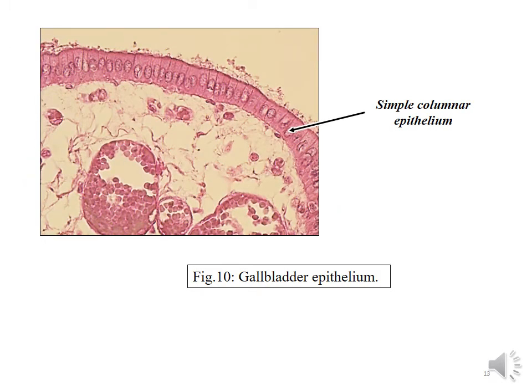Here we can see the epithelium of the gallbladder. Notice here we have long cells with oval nuclei. So these are columnar cells, and the epithelium here is simple columnar epithelium.